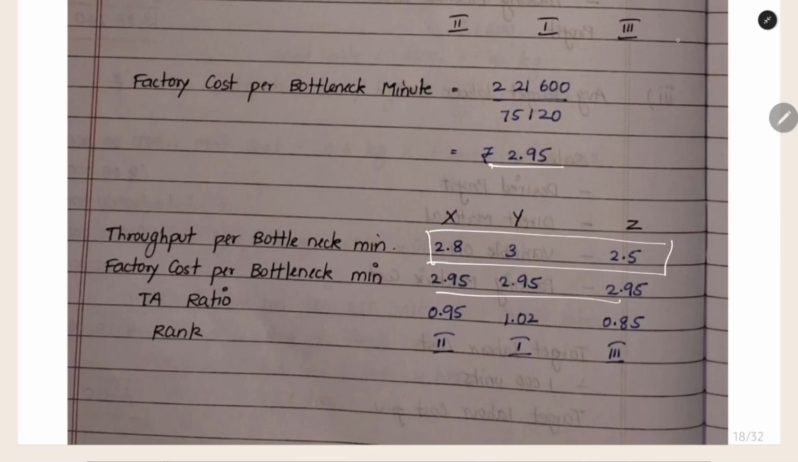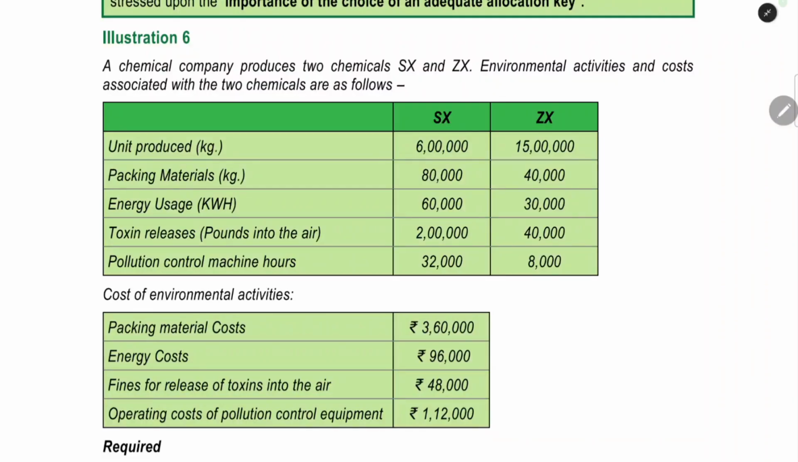After that, you have to rank this. Based on this throughput accounting ratio rank only, you will be able to select the product. If it is a high rank, you will produce that product first. The next rank will be produced in the next order. The product with the last rank will be produced if you have bottleneck minutes, or else it will not be produced, because it is the product with the lowest throughput, the lowest return it is giving. We have to produce the product with the highest return first. That's all the answer for this question.